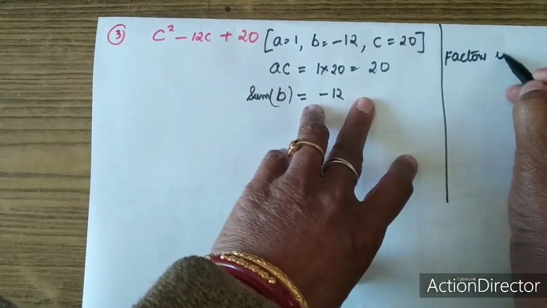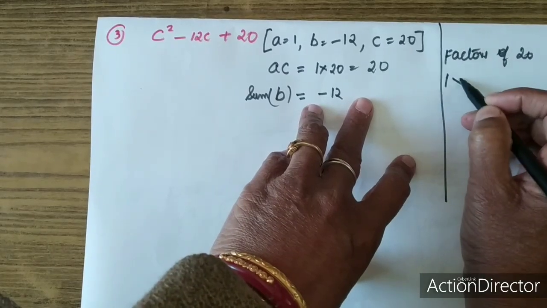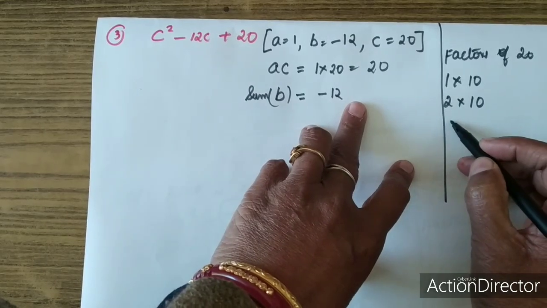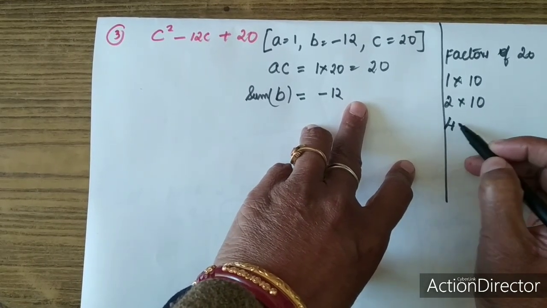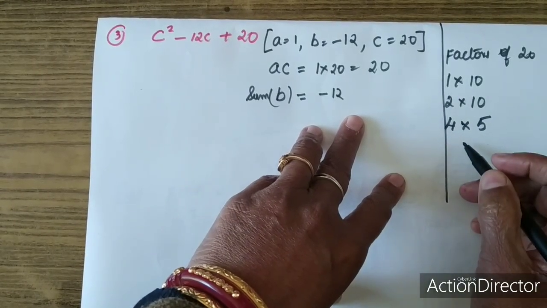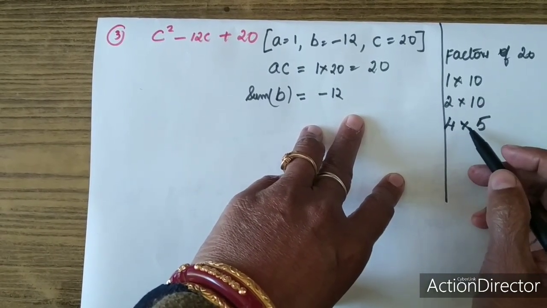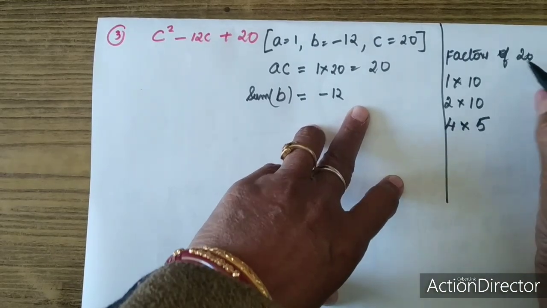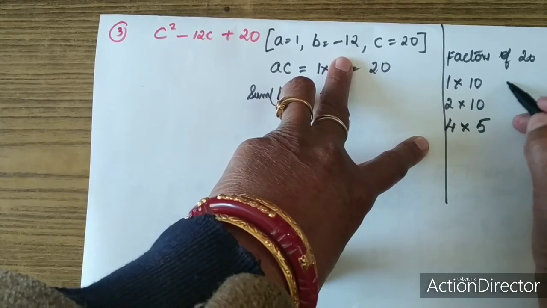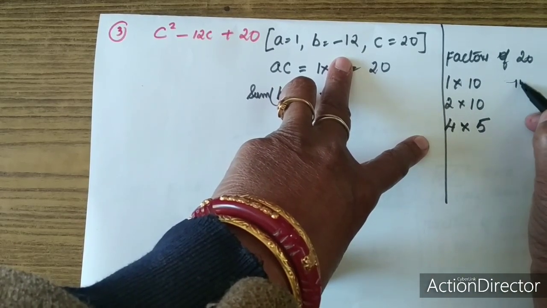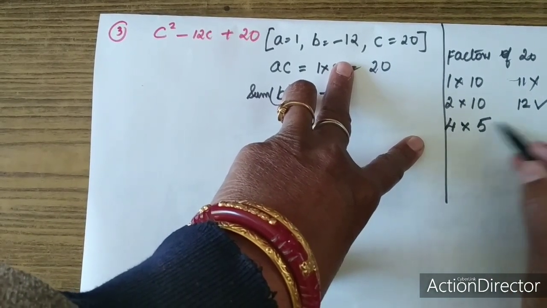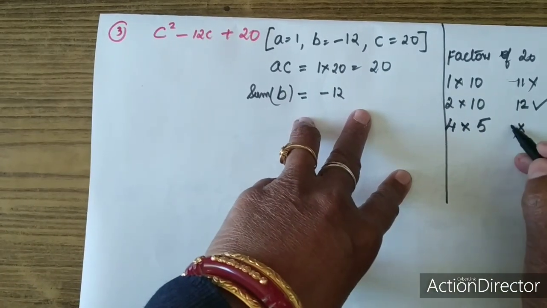So, first step, let me write the factors of the product. Factors of 20. So, 1 into 20, 2 into 10, 4 into 5. So, these are all the factors of 20. So, let me find out the sum. I need 12. Here 20 plus 1 is 21, so it is ruled out. Here 10 plus 2 is 12, so we will take this. 4 plus 5 is 9, it is also ruled out.